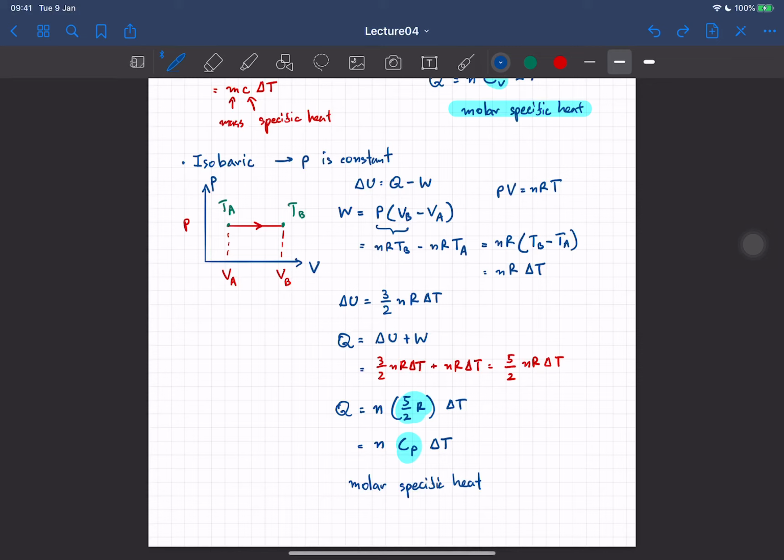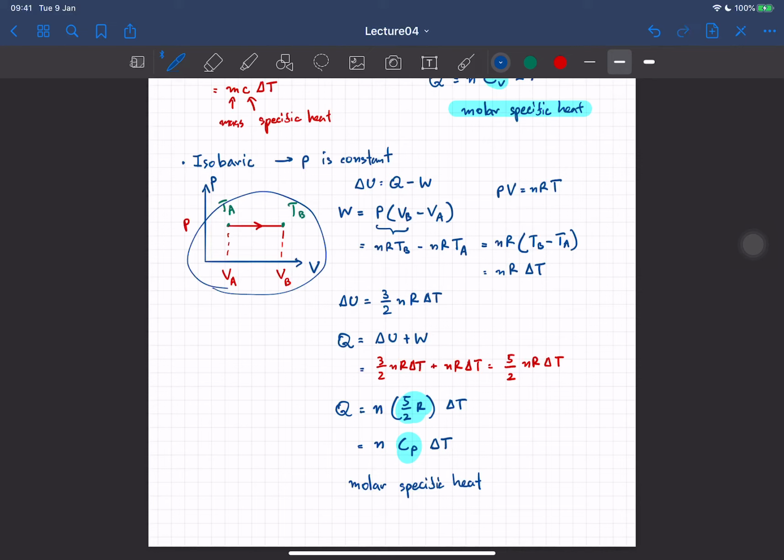But if you want to increase the same amount of gas by the same temperature, but now you do it via an isobaric process, which is this one, then you have to spend more energy to do that. You have to put in more energy to increase the temperature by the same amount. Why? Because not only do you need to spend some energy increasing the internal energy, but you also need to spend some energy expanding the gas.